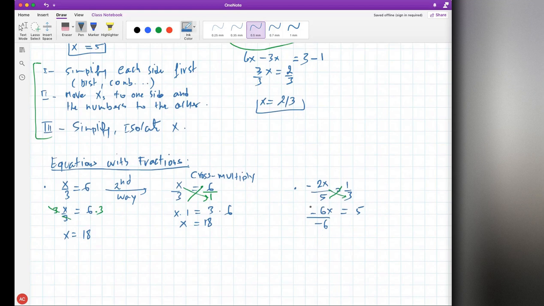Same thing here, we have -6. We want to cancel it, so we divide it by itself. It cancels. We're going to end up with x by itself. And also divide the other side by -6. Divide by -6, divide by -6. So 5 over -6. Or we can write it as negative 5/6.